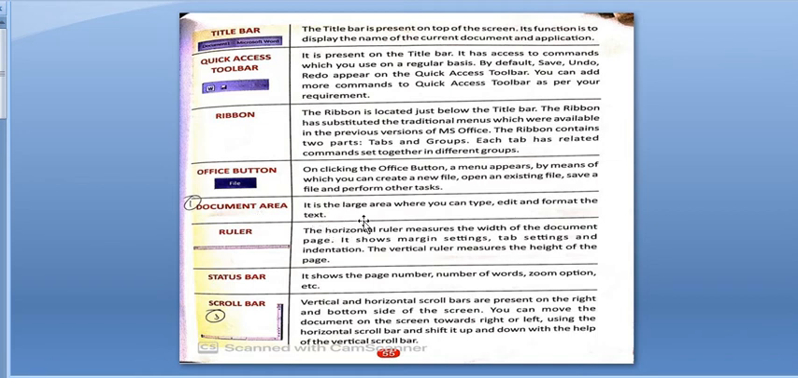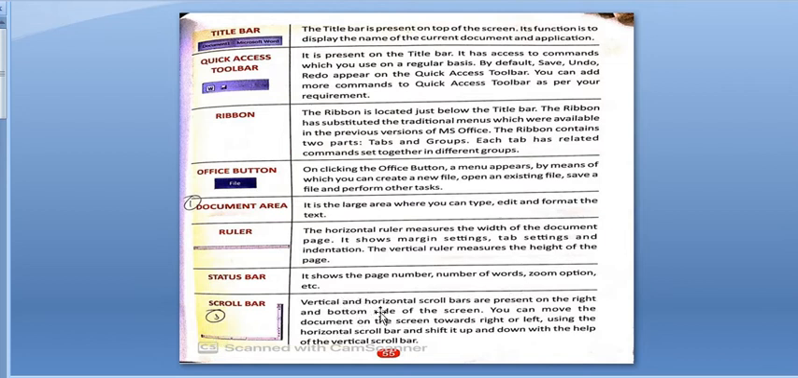Document area. It is a large area where you can type, edit and format the text. Ruler. The horizontal ruler measures the width of the document page. It shows margin setting, tab setting and indentation. The vertical ruler measures the height of the page. Status bar. It shows the page number, number of words, zoom option, etc.